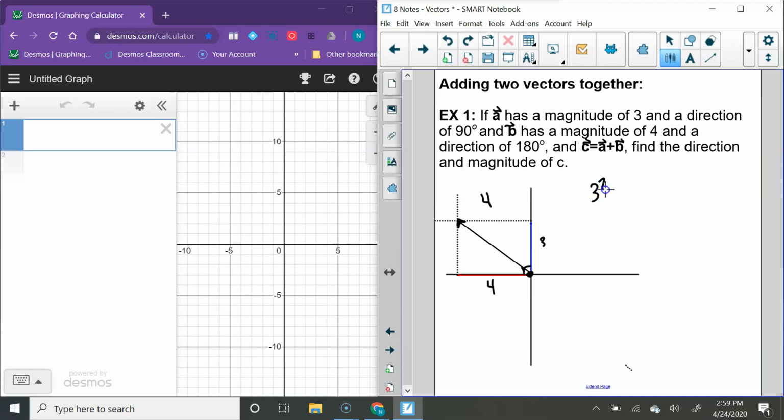So you're just doing 3 squared plus 4 squared equals 5 squared. I've already done that. This side right here is 5. I should have put an X right there, but a 3, 4, 5 triangle is a really common one that we know. So X is going to equal 5 whenever you solve the Pythagorean theorem. So that is your magnitude. So your magnitude is 5. The direction is going to be the angle right here.